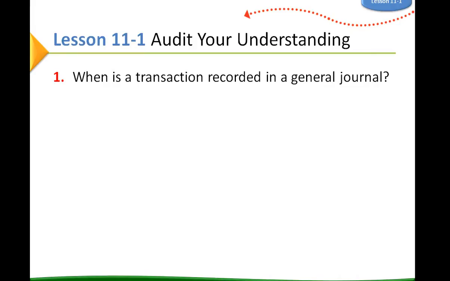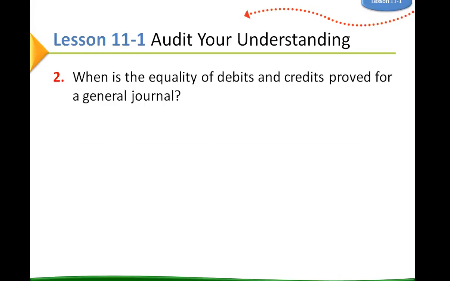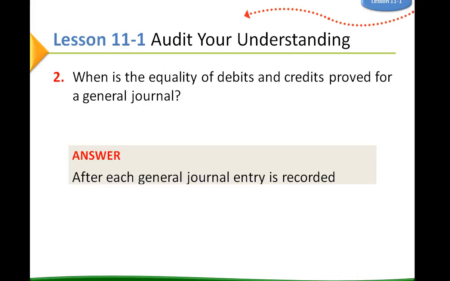Awesome. Audit your understanding. When is a transaction recorded in a general journal? When the transaction cannot be recorded in a special journal. When is the equality of debits and credits proved for a general journal? We didn't talk about that, so let's pay attention. After each general journal entry is recorded.